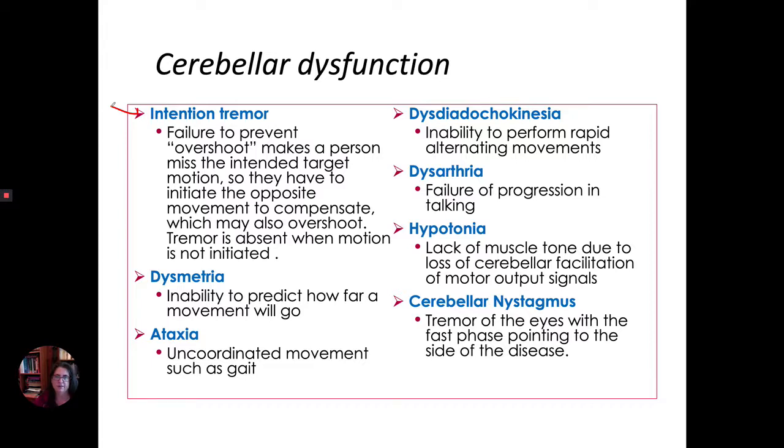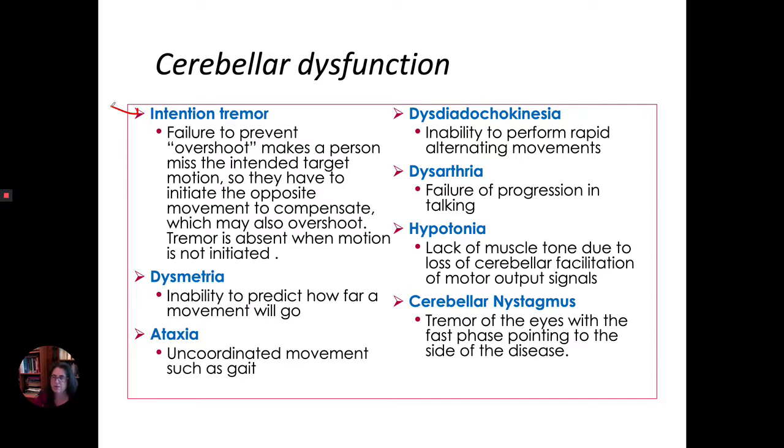Dysarthria is a failure of progression in talking, which sometimes I think I have when I have to keep repeating myself, but tripping the tongue, kind of sort of a failure of progression in talking. Hypotonia is a lack of muscle tone because the cerebellum facilitates some of those motor output signals, the turn on parts anyway. If they're not doing their part, then perhaps overall the tone of muscles is going to be decreased. So we see hypotonia sometimes with this cerebellum.